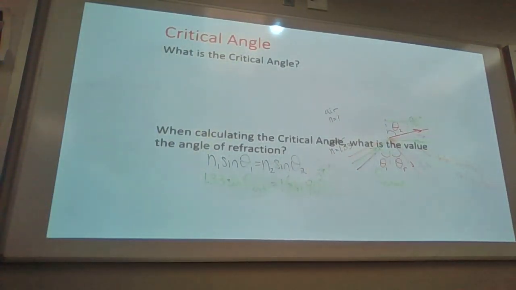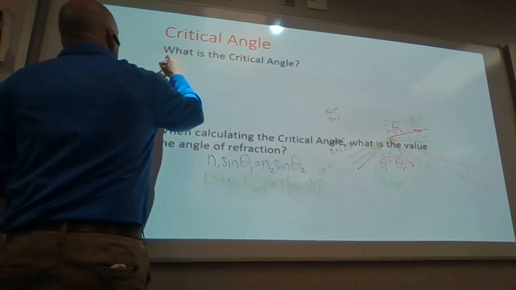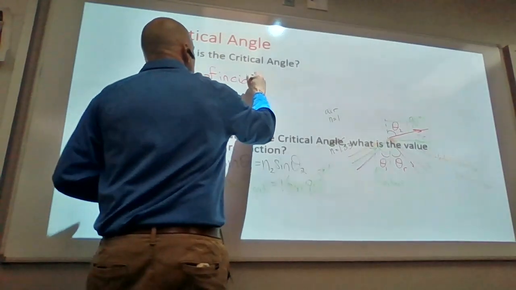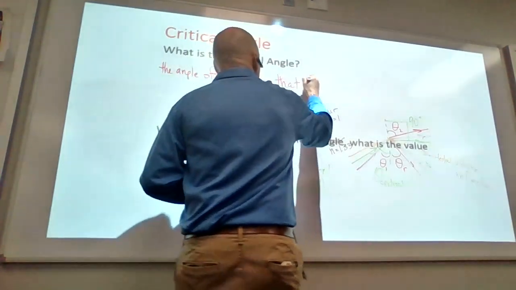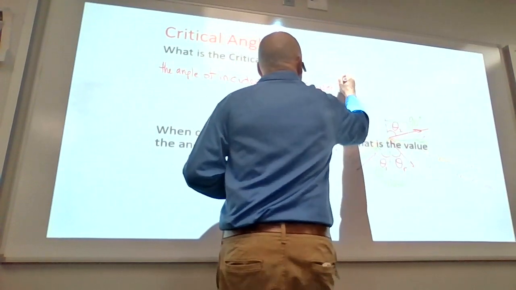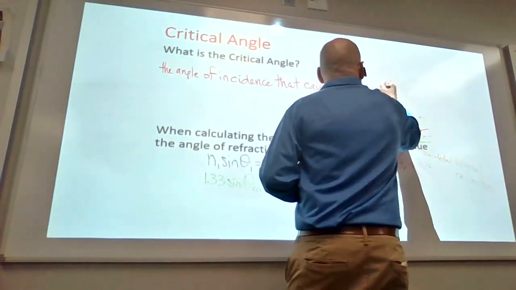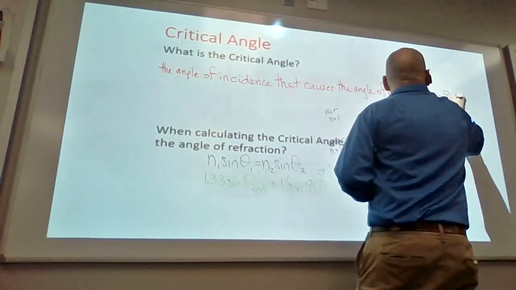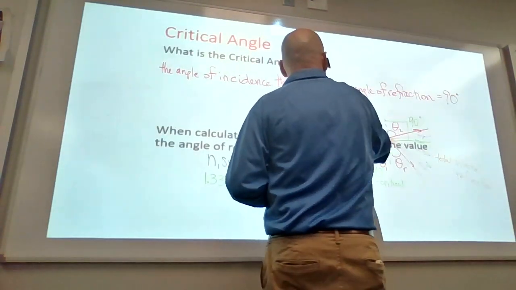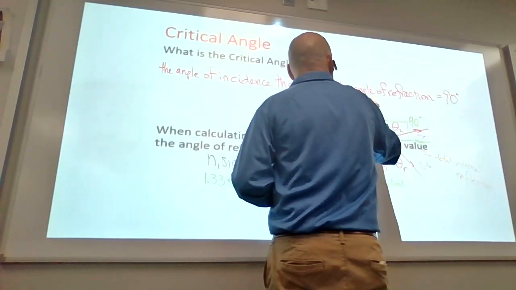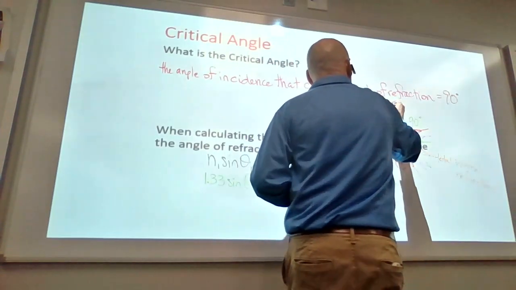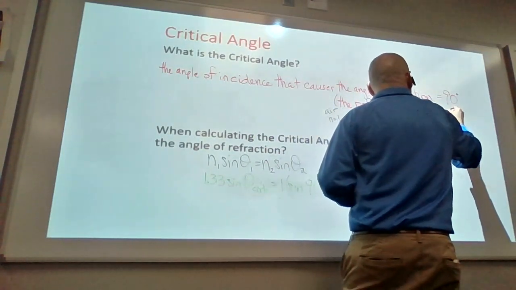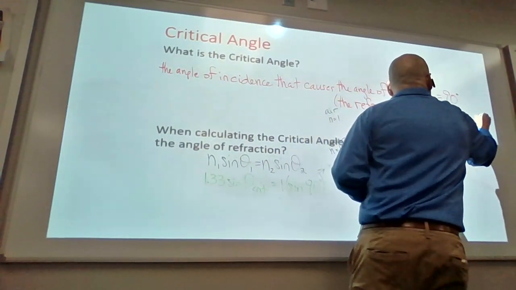is the angle of incidence that causes the angle of refraction to be equal to 90 degrees. Causes the refracted ray to go parallel to the surface.